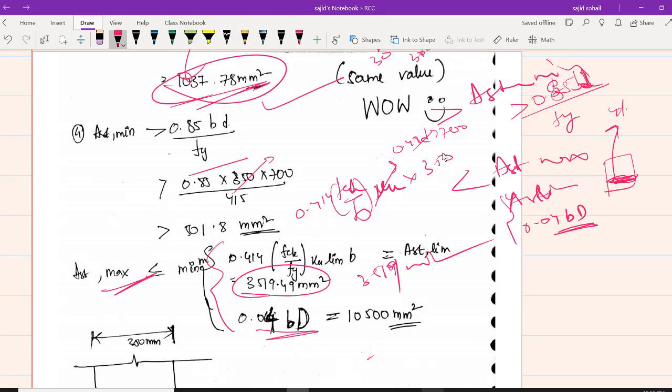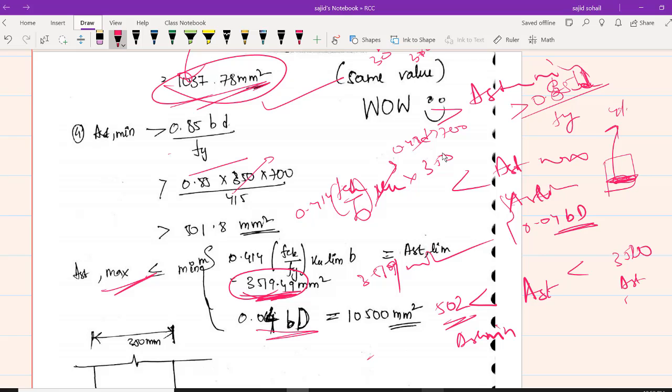Okay, so obviously it should be less than what value? 3,519 is less than 10,000, so it should stay below this. So the steel whatever you got in this case, it should be greater than how much value? 501 or let us say 502. This is AST minimum, and this should be less than 3,520. Let us take this as AST maximum, right? So our answer was 1038. Therefore it satisfies both the cases and our answer is correct.